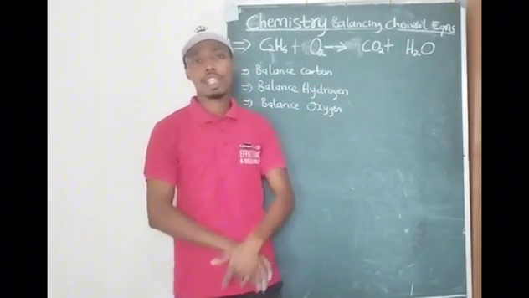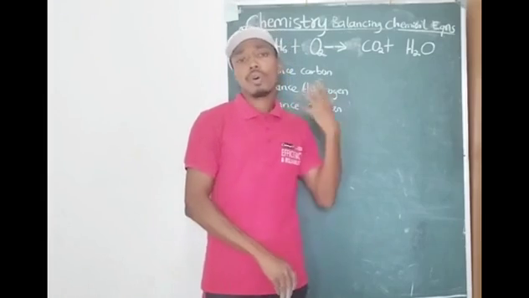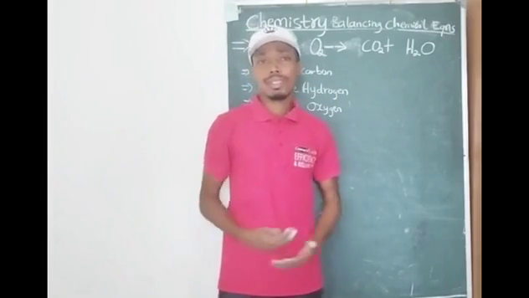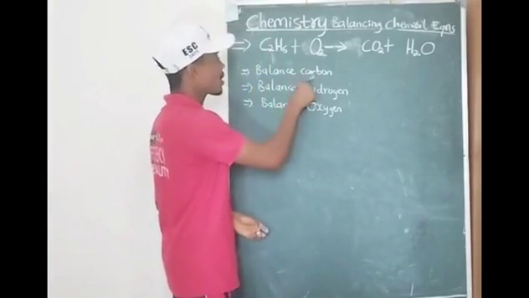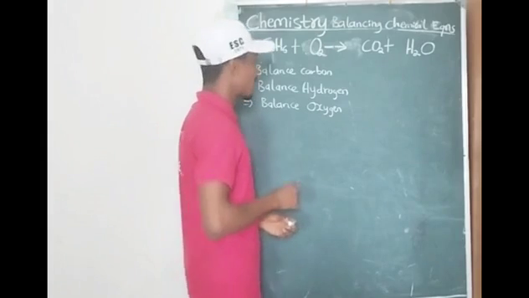So how can we balance such a chemical equation? For an alkene, of course, we know the products are carbon dioxide and water. The first thing to do is that we are going to balance carbon.